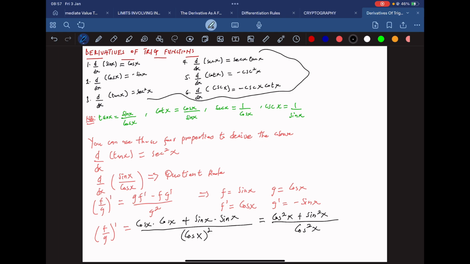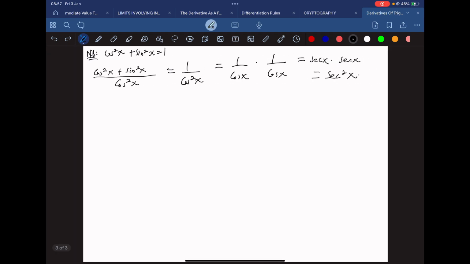So if you don't know the derivatives of these offhand, you can just prove it, right, using the basic identities that we have over here, just that it takes time. So if you don't want to memorize, this is a way of trying to prove it.